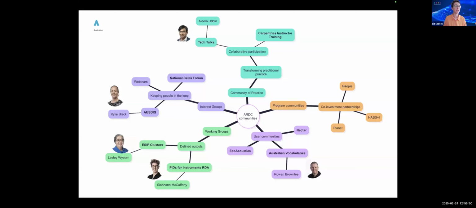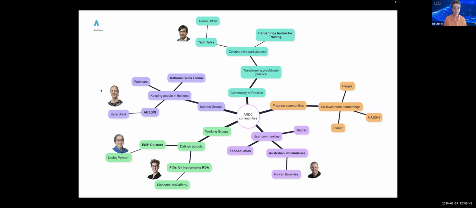So at the ARDC, we have a few different types of communities and we are involved in them in different ways. On this mind map, you can see our different kinds of communities: user communities, working groups, interest groups, communities of practice and program communities, and the different levels of involvement that we undertake. So, for example, Kylie over here, some of you probably know her, co-leads the Sensitive Data Interest Group in collaboration with the ADA, MDAP and the PHRN. It's a hub for vibrant ongoing discussion.